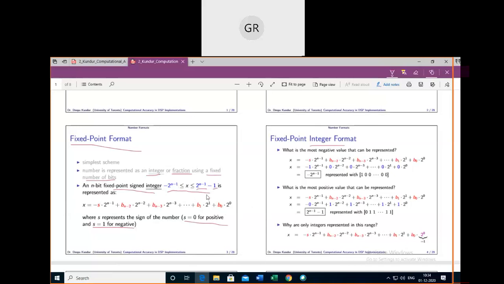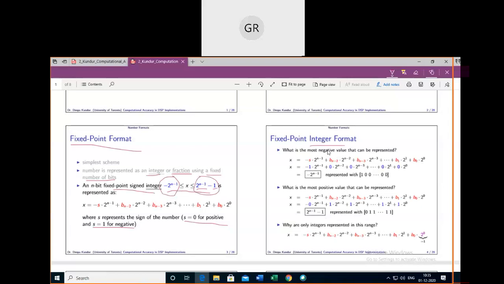Just remember, s represents the sign of the number. If s is equal to 0, it's a positive number, and if s is equal to 1, it's a negative number. In the fixed point integer format, what is the most negative value that can be represented, and what is the most positive?